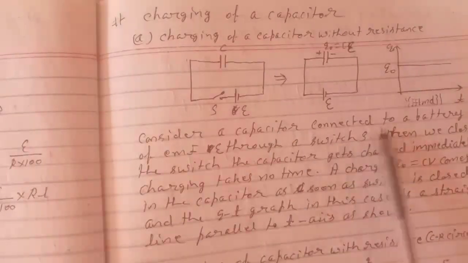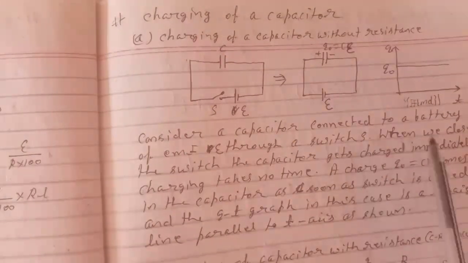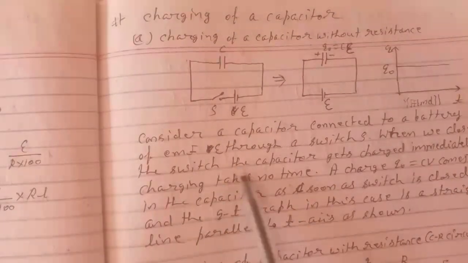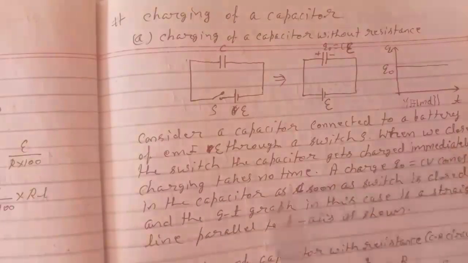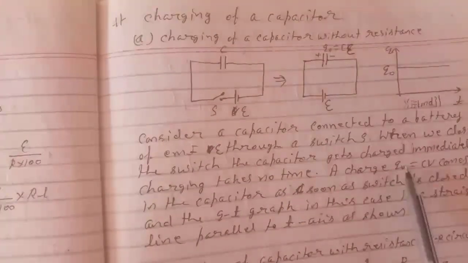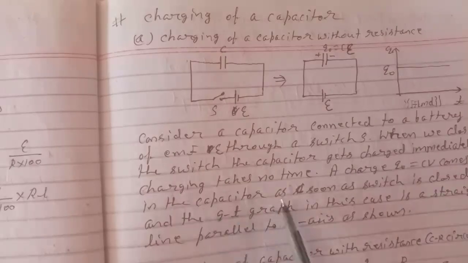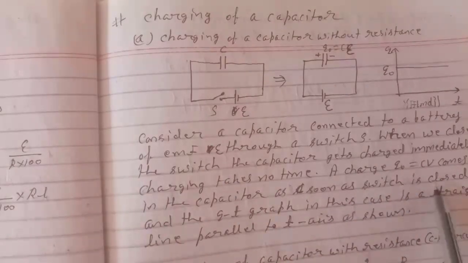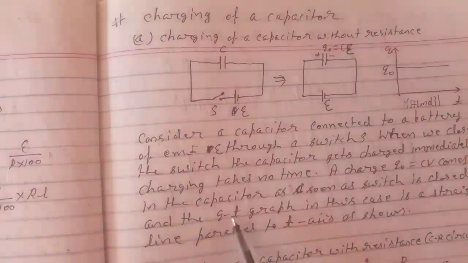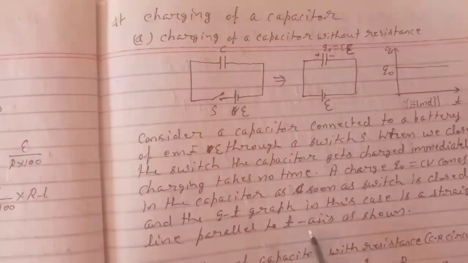Consider a capacitor connected to a battery of EMF E through a switch S. When we close the switch, the capacitor gets charged immediately. Charging takes no time. A charge Q naught equal to C into V, or C into E, comes onto the capacitor as soon as the switch is closed, and the Q-t graph in this case is a straight line parallel to the t axis as shown in the figure.